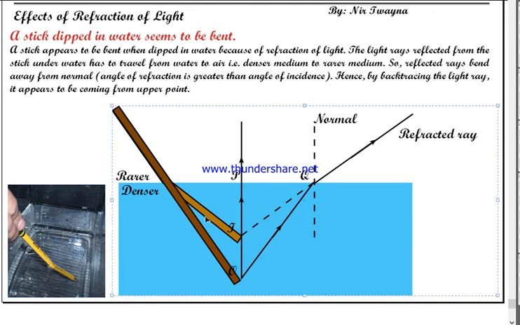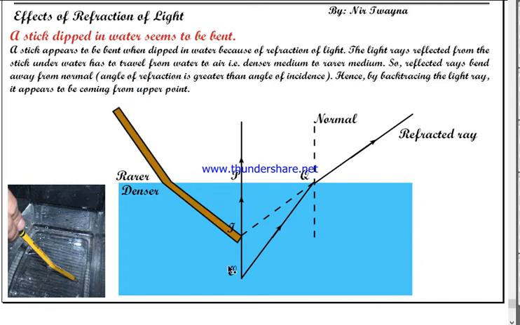Suppose this is a stick. Yes, this is the real stick. But when you keep it in water, you do not see it like this. Indeed, you will see it like this. You will not see the real stick. You will see the image of the stick. Okay, and how is that happening?